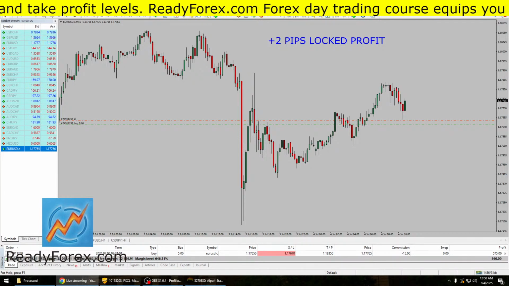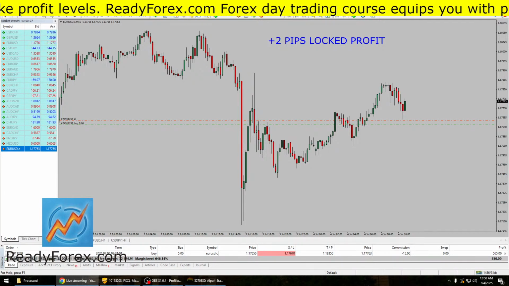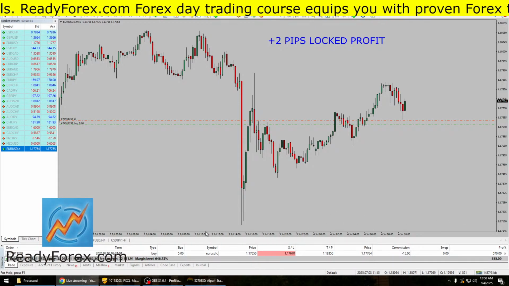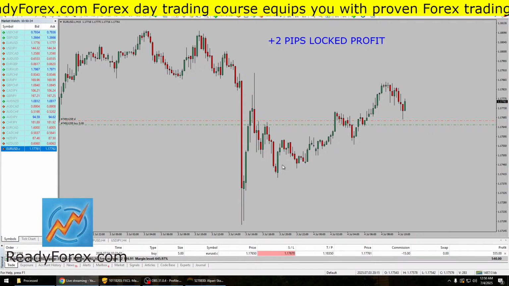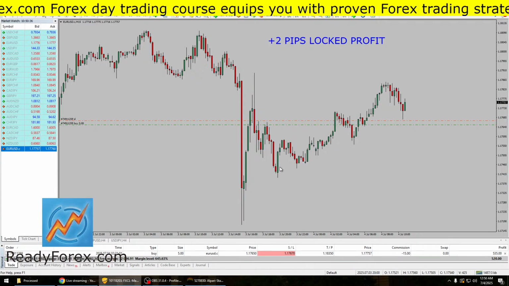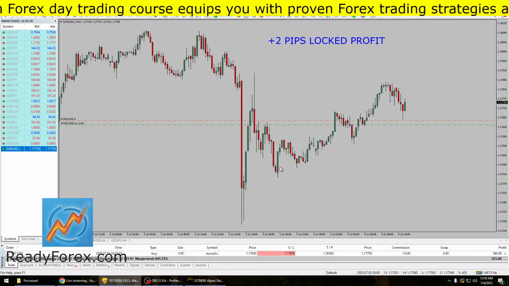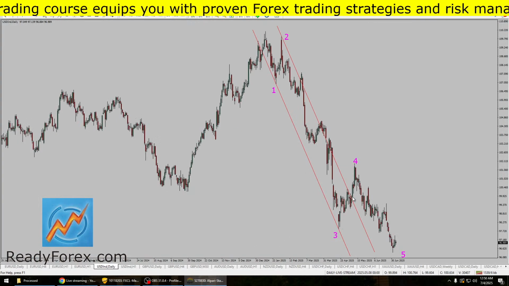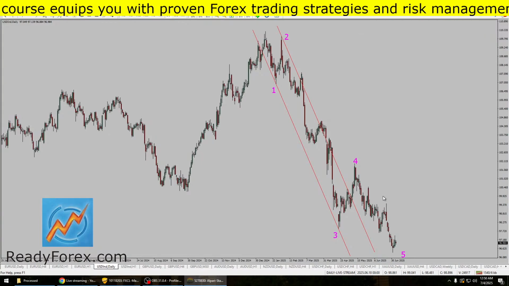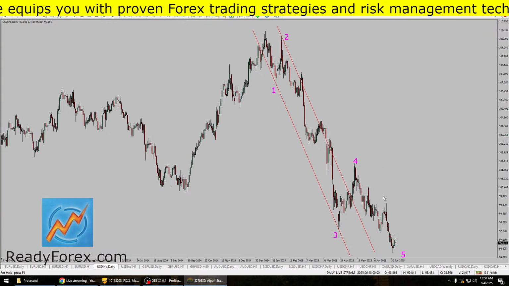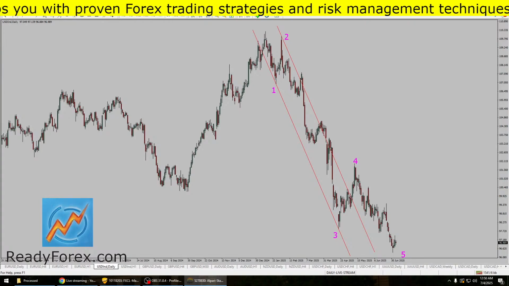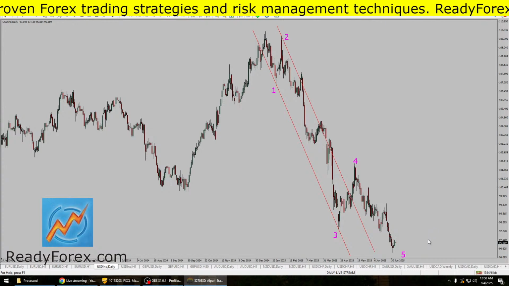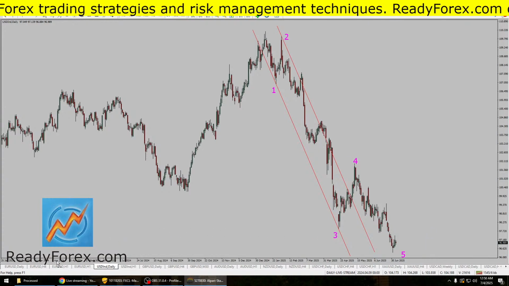So regarding the EURUSD currency pair, the trend is up. Let's go back to the analysis. This is the trade I've taken with a 2 pips locked profit. Let's go over to the chart. Regarding the US dollar index, the DX, the trend is down and I expect the price action to drop more. Same goes with the EURUSD.